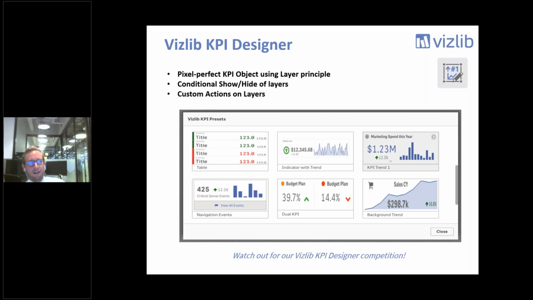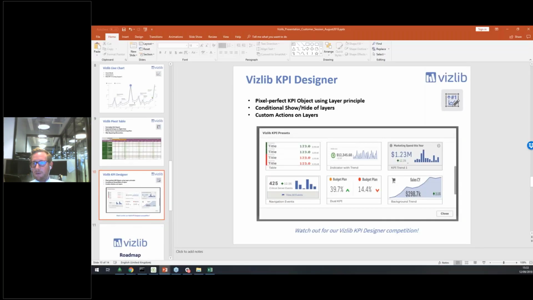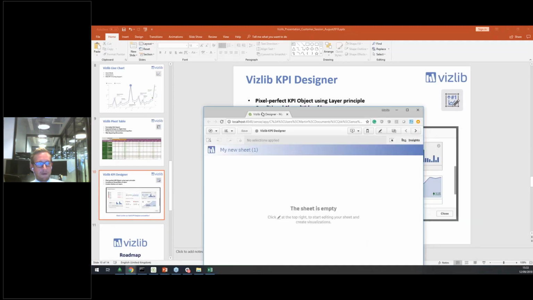So what we did is we created the so-called layer principle that I will showcase to you in 1 second, which will allow you to pixel-perfectly create any KPI object you've ever seen on the internet, you ever wanted, and ultimately put it on your Qlik Sense dashboard and have it responsive. So let me go directly into it, and you will see what I am talking about.